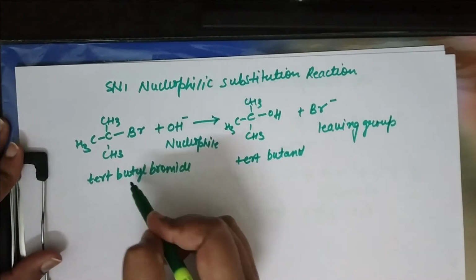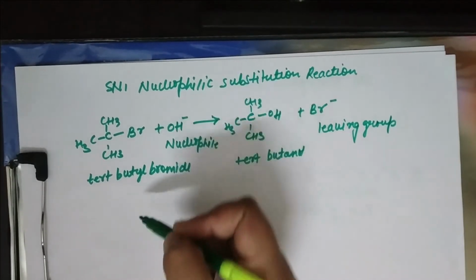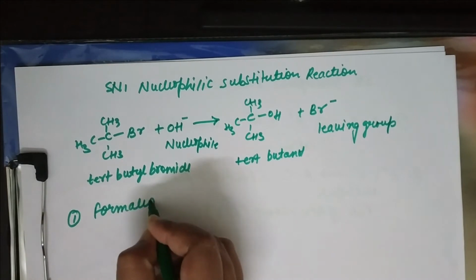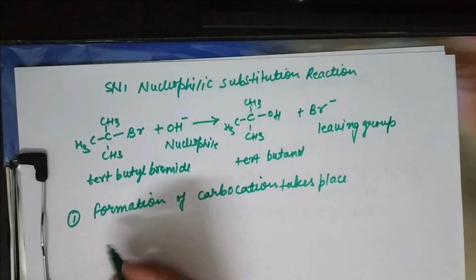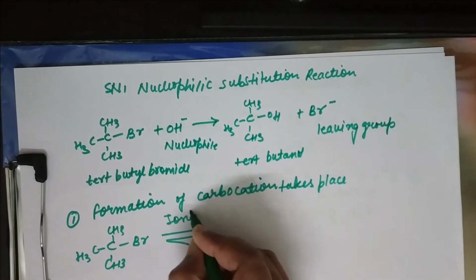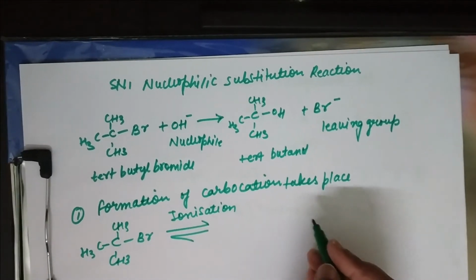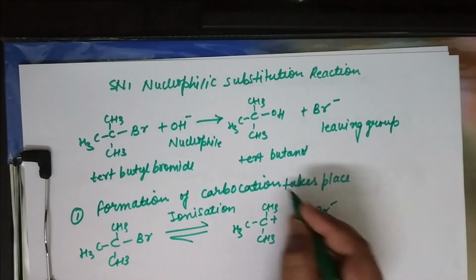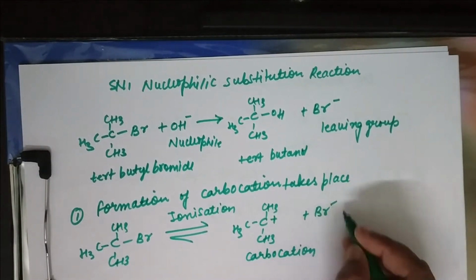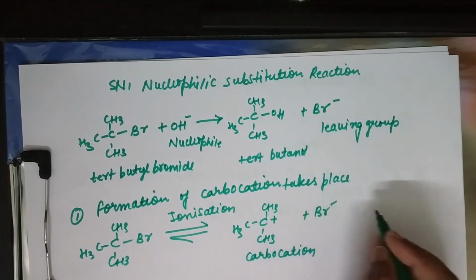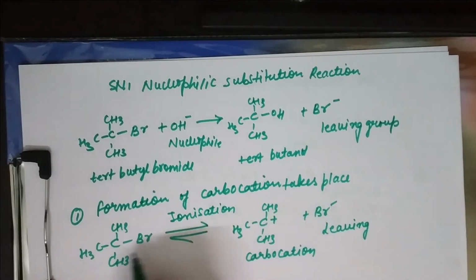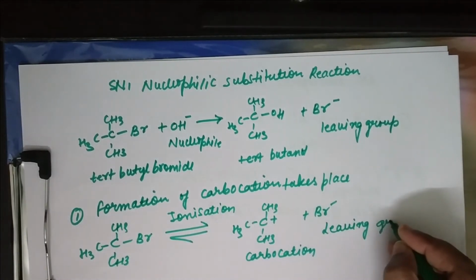So here you can see this is the example. Now we will discuss this reaction step by step. So in the first step, the formation of carbocation takes place, which is also called the ionization process. Ionization means this molecule will convert into ions. So here you can see the formation of carbocation takes place. Here the carbon has a positive charge and the bromide ion is liberated, or it leaves this tertiary butyl bromide, so it is called the leaving group.